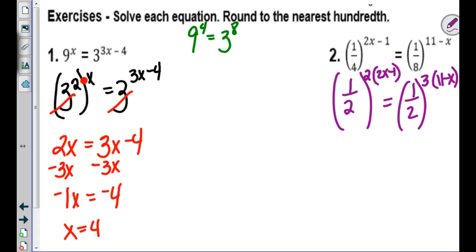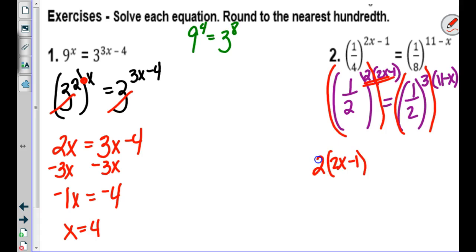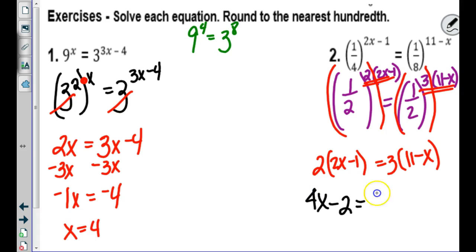Okay, so what I really started with was that 1/4 became 1/2 squared, but these guys are still multiplied up here, so I have a 2 times a 2x minus 1. Over here, 1/8 was 1/2 cubed, and it was raised to a power, so these powers are multiplied because I got them both to the same base. All right, can you solve that real quick? Oh, I can't apparently.